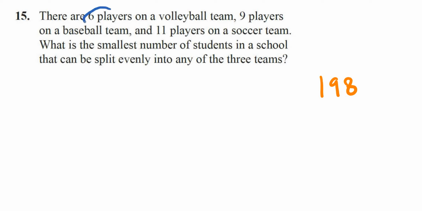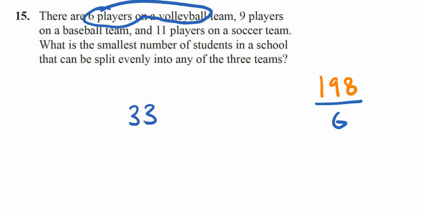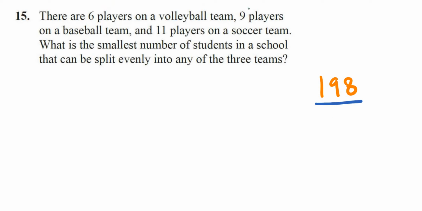All right, so if there are 6 players on the volleyball team, if I take 198 and divide it by 6, that's going to be 33. What that means is we can have 33 volleyball teams that all have 6 players. Okay. If I have 9 players on the baseball team, if I take 198 and divide it by 9, that gives me 22. So I can have 22 baseball teams where all teams have 9 players. Okay, so we've used up 198 completely.